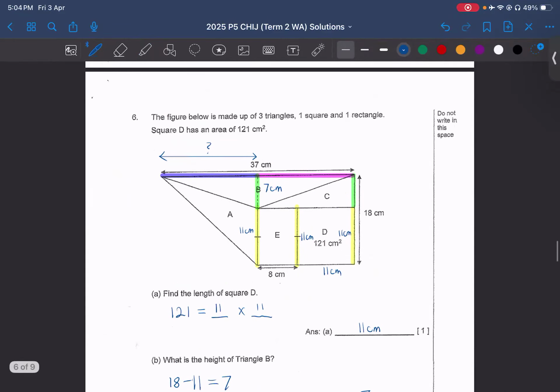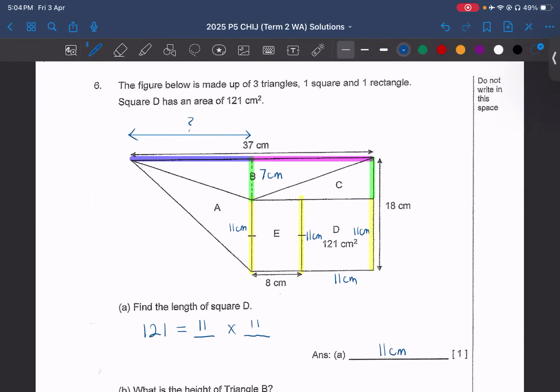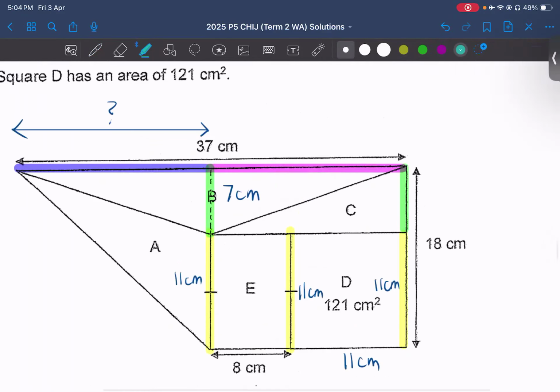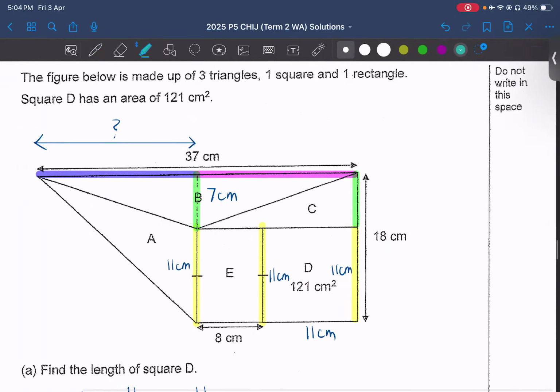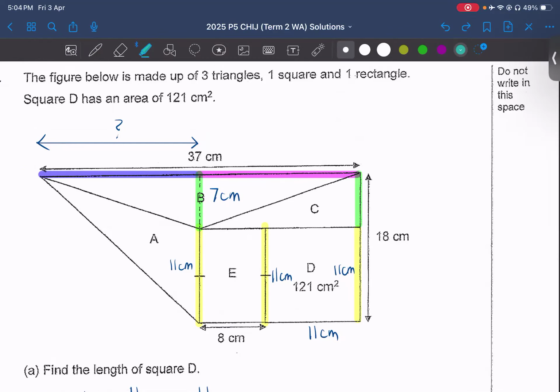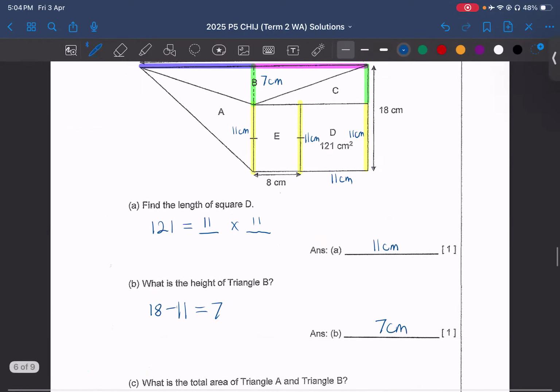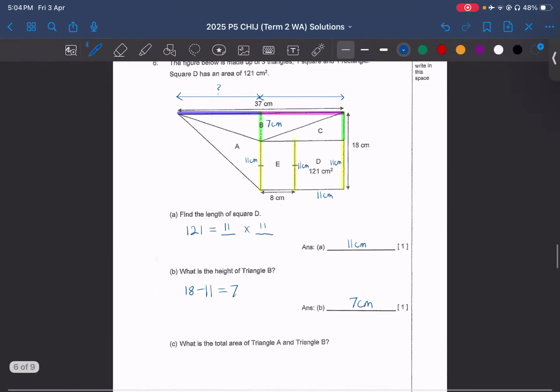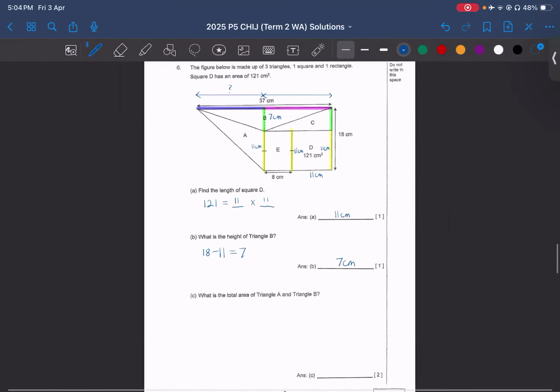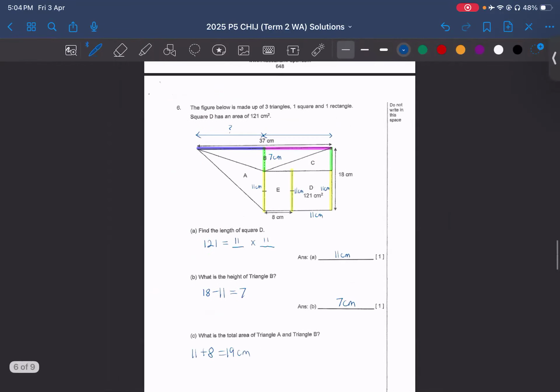In this case, we can find the purple portion, or the pink portion here. This portion here happens to be your 8 cm plus 11 cm, which is 19 cm. So 11 plus 8 gives you 19 centimeters.